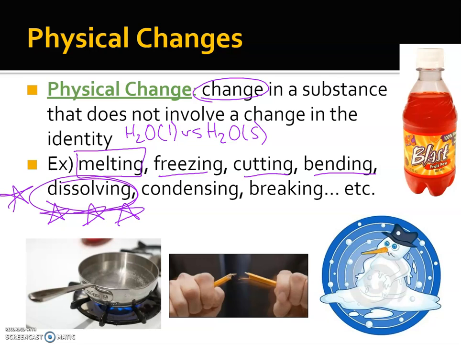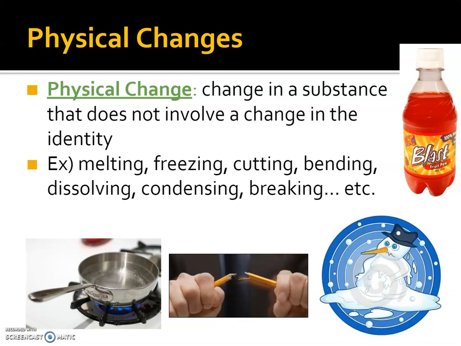Condensing is going from a gas to a liquid. That's the condensation that you see on the outside of a glass in the summertime, especially if there are ice cubes and stuff inside. The condensation is the humidity in the air. All of those are physical changes.